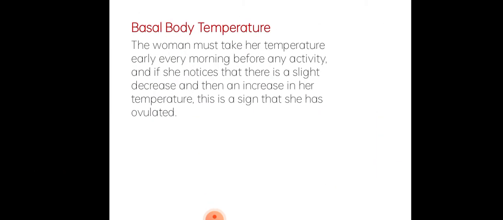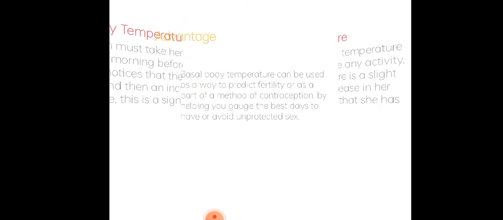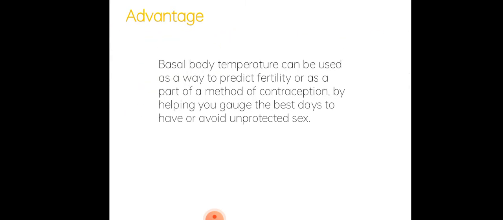Basal body temperature. The woman must take her temperature early every morning before any activity, and if she notices a slight decrease and then an increase in her temperature, this is a sign that she has ovulated. The advantage: basal body temperature can be used as a way to predict fertility or as part of a method of contraception by helping you gauge the best days to have or avoid unprotected sex.